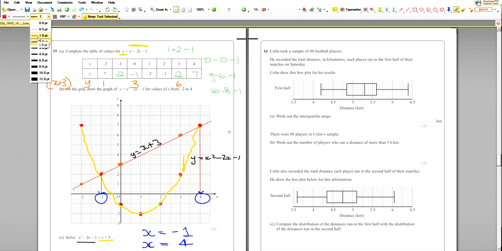Let's go slightly thinner. Is that thin enough? No, not too fine. Okay, this value here, what does this line stand for? That is the lowest value. That's the highest data value.